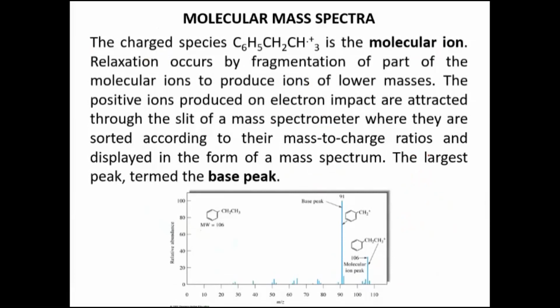Relaxation occurs by fragmentation of part of the molecular ion to produce ions of lower masses. So a higher mass molecular ion will produce lower mass ions. The positive ions produced on electron impact are attracted through the slit of the mass spectrometer, where they are sorted according to their mass to charge ratios and displayed in the form of a mass spectrum.